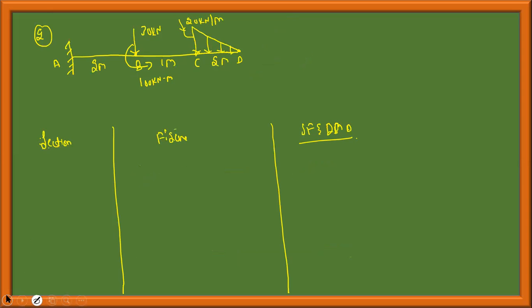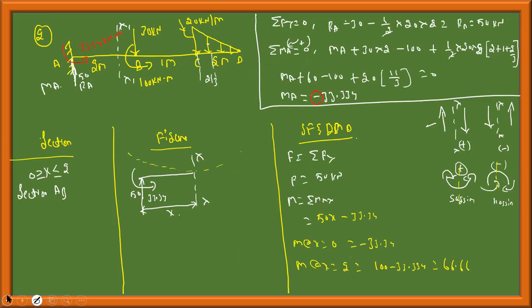At the point, shear force is 50 kilonewton, there is no load, so shear force is constant. When shear force is constant, bending moment is linear. Okay, let me draw the shear force first.